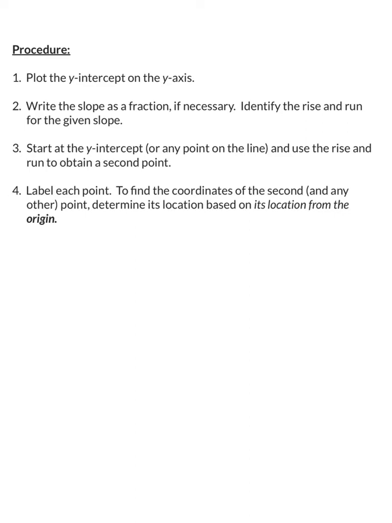To find the coordinates of the second and any other point, make sure that you determine its location based on its location from the origin. Also, remember that in order to find the coordinates of a point, you want to go left and right first, and then up and down. A lot of students get confused because slope is up and down and then left to right, and it's the exact opposite from how we determine the location of points.